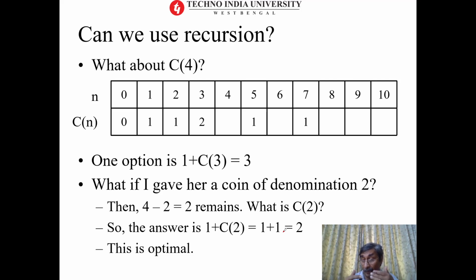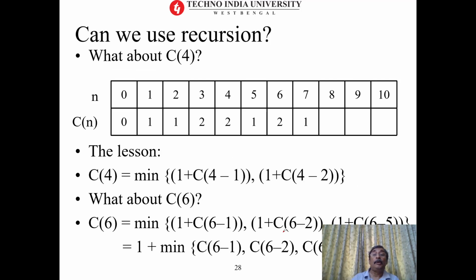If needed, I may have to try with 5, I may have to try with 7. And even after doing that, whichever gives me the minimum among all of that, I have to enter here. So I need to enter here 2, not 3. So C4 is the minimum of 1 plus C4 minus 1, 1 plus C4 minus 2.